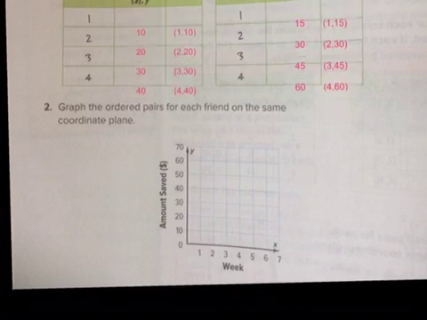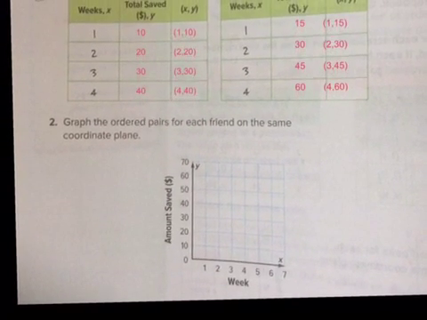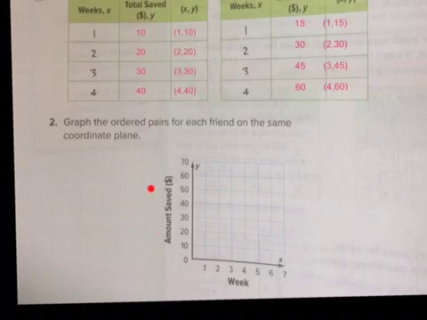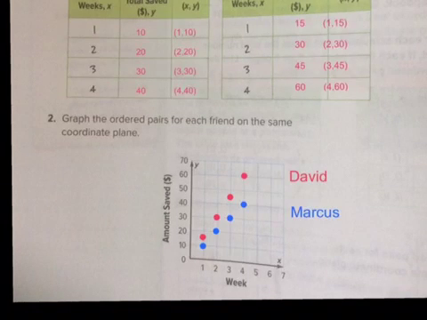As you can see, we have the graph. We have the amount saved and we have the weeks, okay? We're going to have to color coordinate these. I would say maybe assign a color for Marcus and a color for David. I'm going to make Marcus red and David blue so that we can see where they stand, their differences. And there you have it. This is how I've solved it.